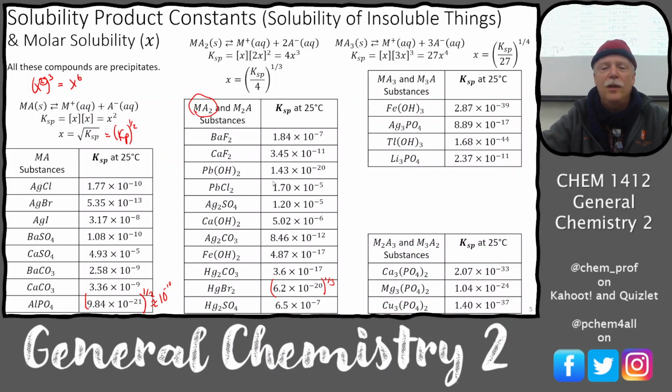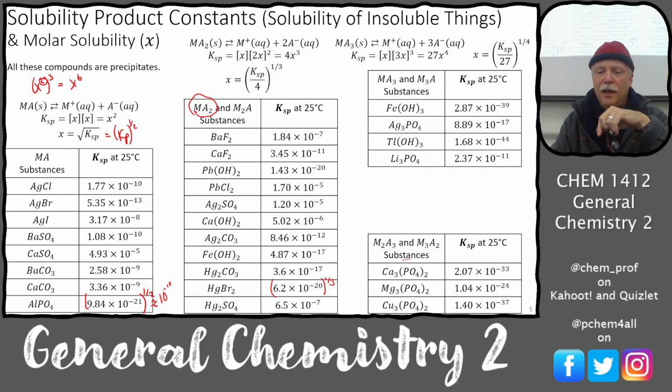And then there's this weird one that has an M2A3. So if you couple a 2+ cation and a 3 minus anion, you've got to get the charges to match. So you do that cross multiplication. You need 3 of those cations, so you have a +6, and you need 2 of those anions, so you have a -6. When you pair that together, you end up with an M3A2, like calcium phosphate. You need 3 calciums to give you 6 positive charges, and you need 2 phosphates to give you 6 negative charges.